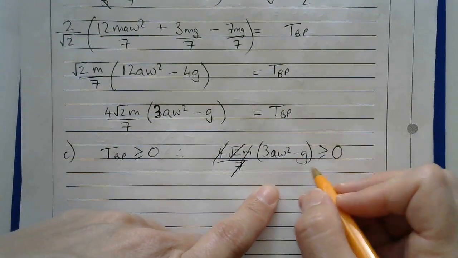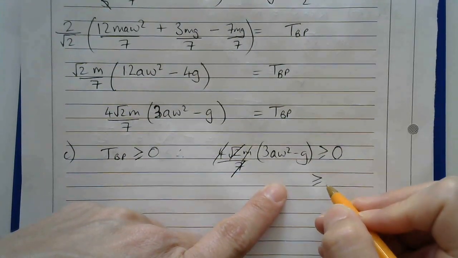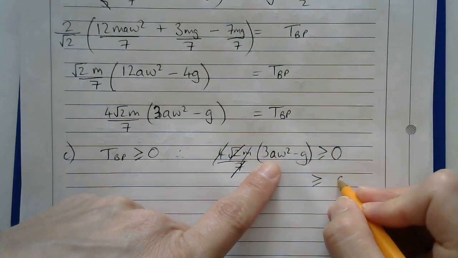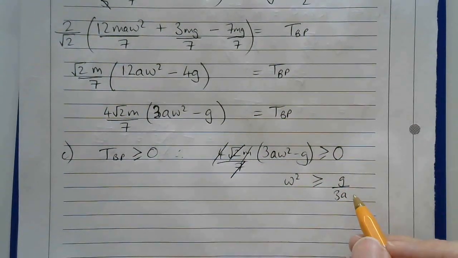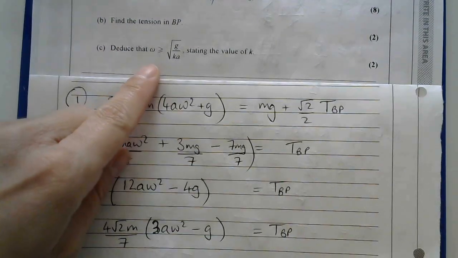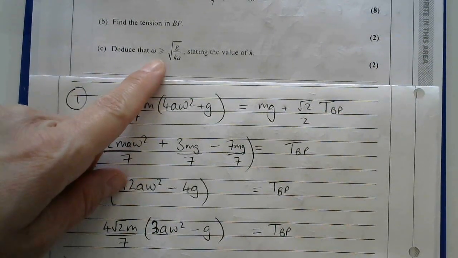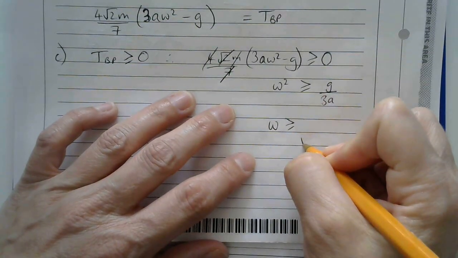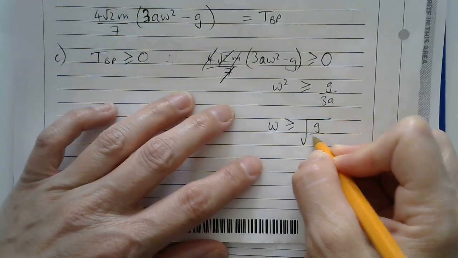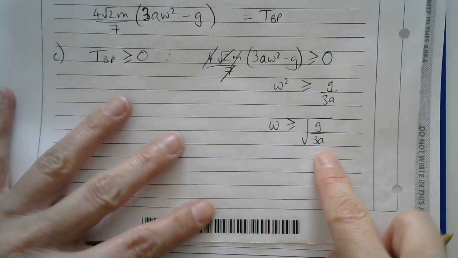So now if I add g to both sides and divide both sides by 3a, then I get g over 3a will be less than omega squared, and they wanted omega, so now I just need to square root both sides and just take the positive root. And so now I can see the value of k, so k must be 3.